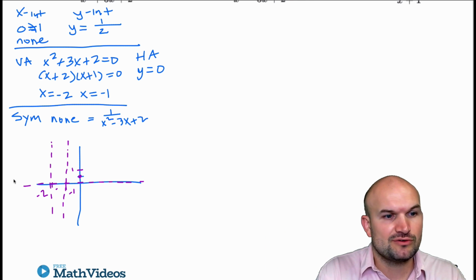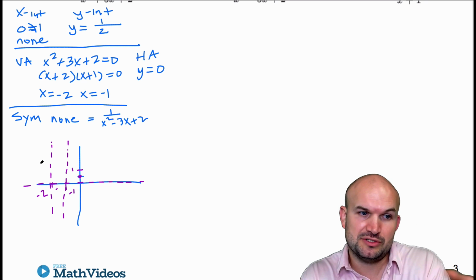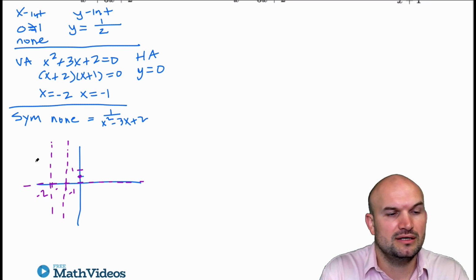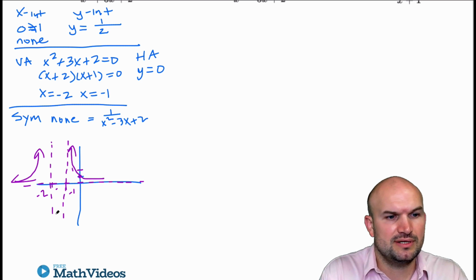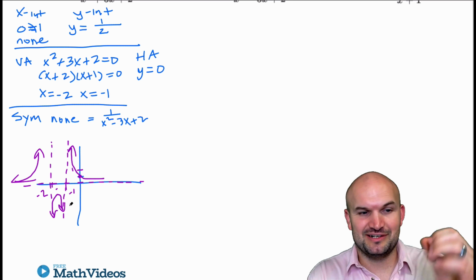So by looking at this graph, again, what I would do is just create a table to the left and to the right. And basically you're going to see a graph that's going to look something like this. Remember, it's approaching those asymptotes. And then here the graph looks something like that. It's just going to be a hyperbola.